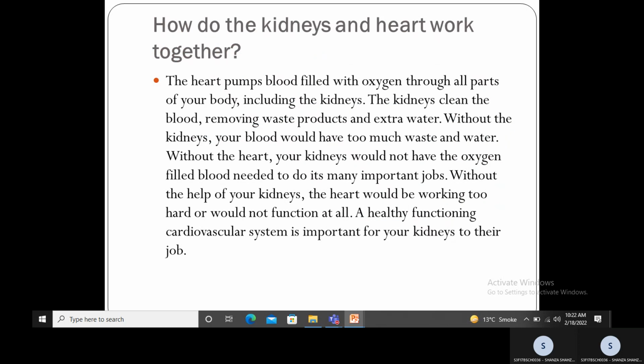The heart pumps blood filled with oxygen through all parts of your body, including the kidneys. The kidneys clean the blood, removing waste product and extra water. Without kidneys, your blood would have too much waste and water. Without the heart, your kidneys would not have the oxygen-filled blood needed to do their many important jobs. Without the help of your kidneys, the heart would be working too hard or would not function at all. A healthy functioning cardiovascular system is important for your kidneys to do their job.